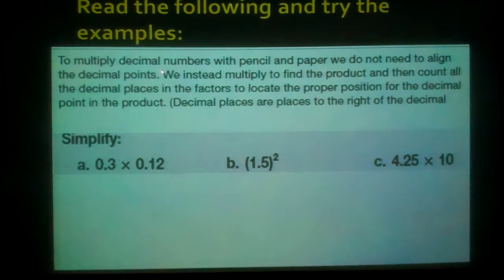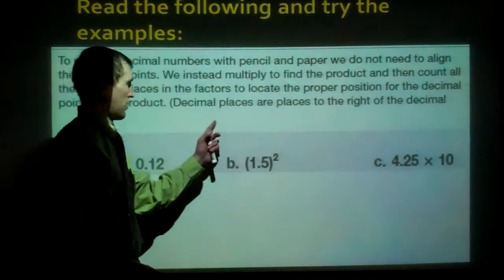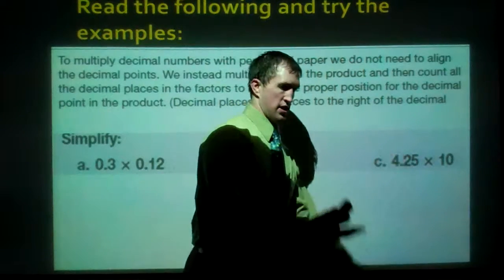So when we multiply decimal numbers with pencil and paper, we do not need to align the decimal points. So that's different from yesterday. We did need to align when adding or subtracting. Instead, we multiply to find the product and then count all the decimal places in the factors to locate the proper position for the decimal point in the product. It says here, decimal places are places to the right of the decimal.